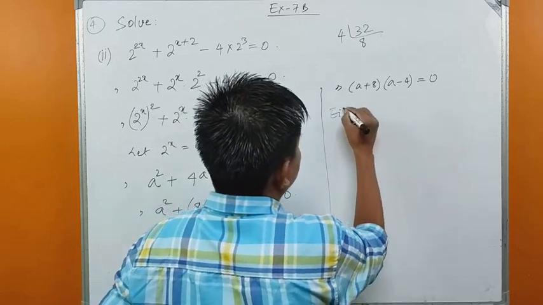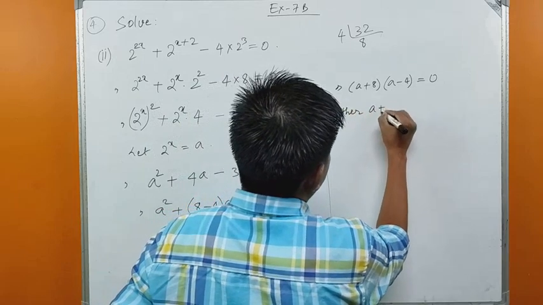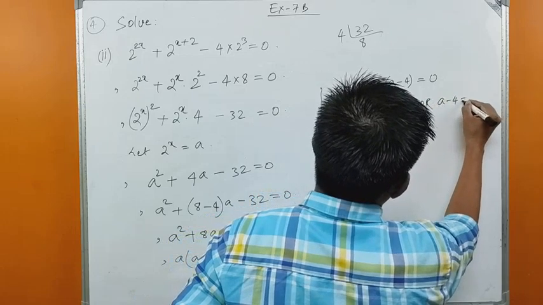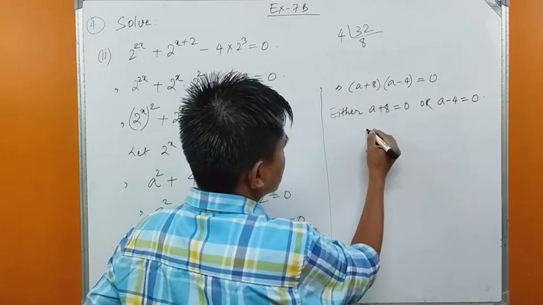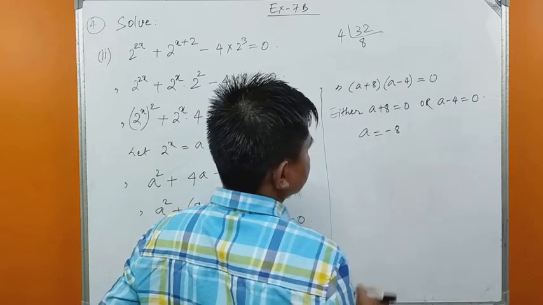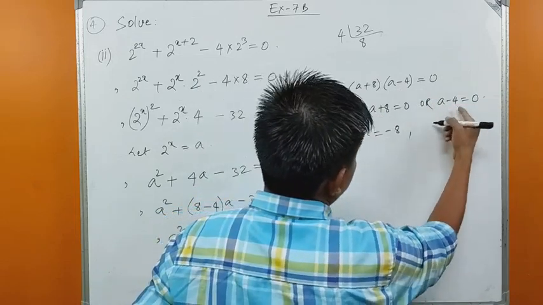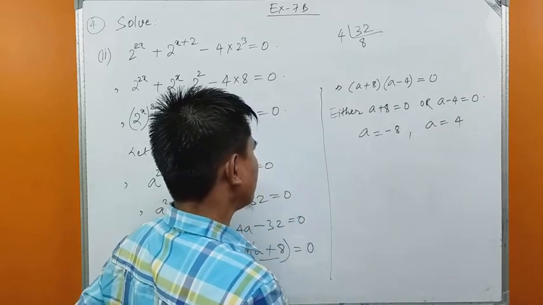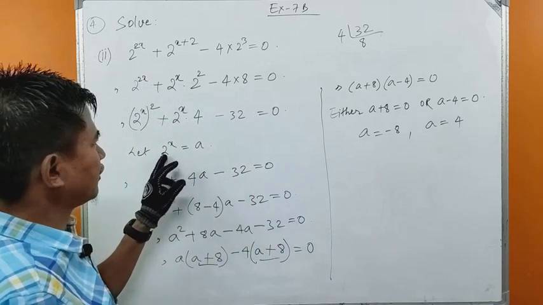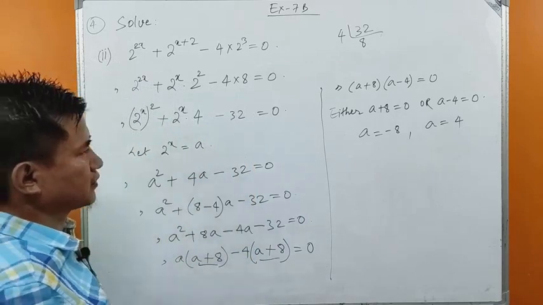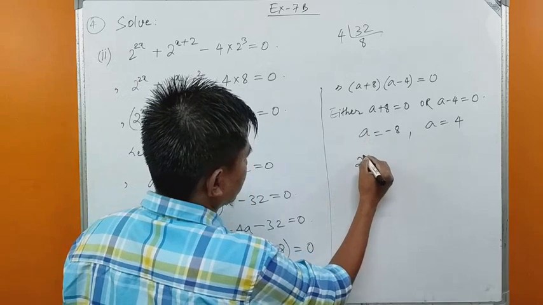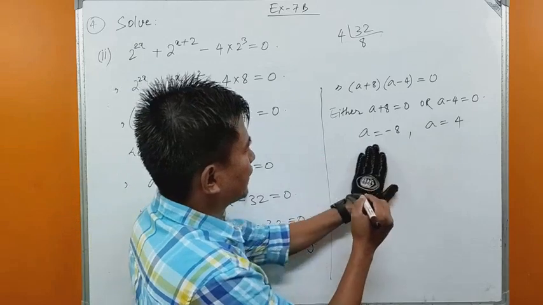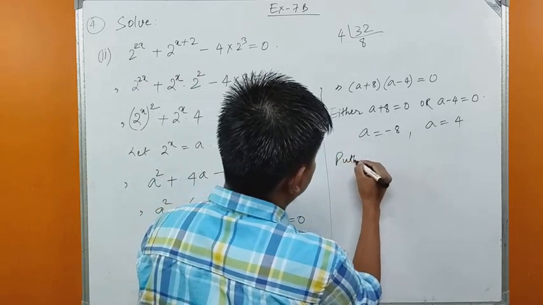So either a plus 8 should be equal to 0, or a minus 4 should be equal to 0. If this is 0, then a equals to minus 8, okay. And if this is 0, we get a equals to plus 4. So what is a? Now let us put the value of a. A is 2 to the power x. So we have 2 to the power x. I'm putting the value of a. Let me write that.